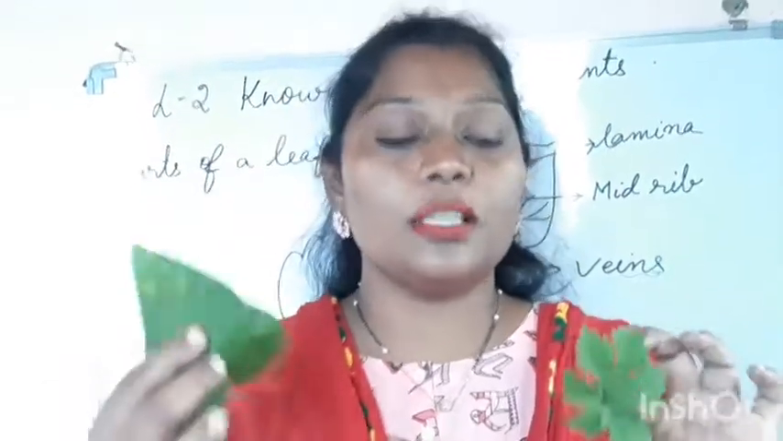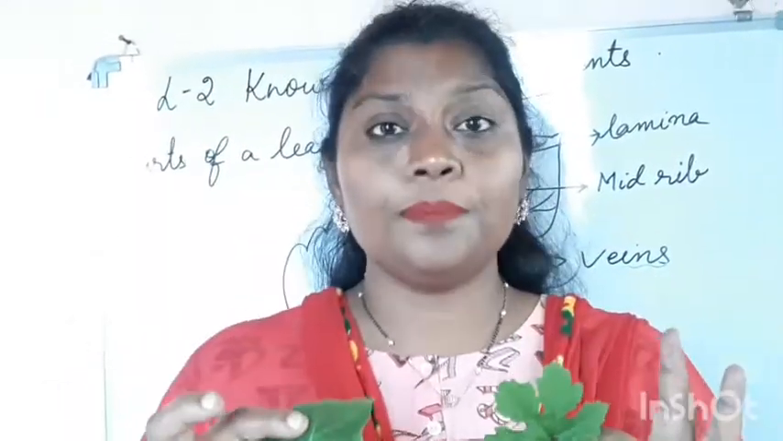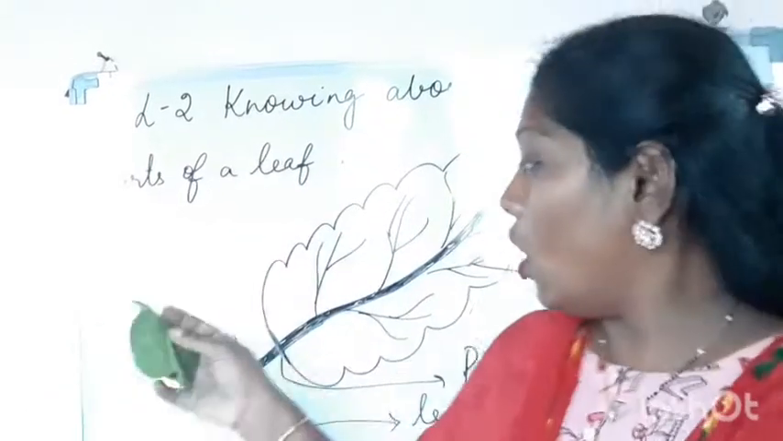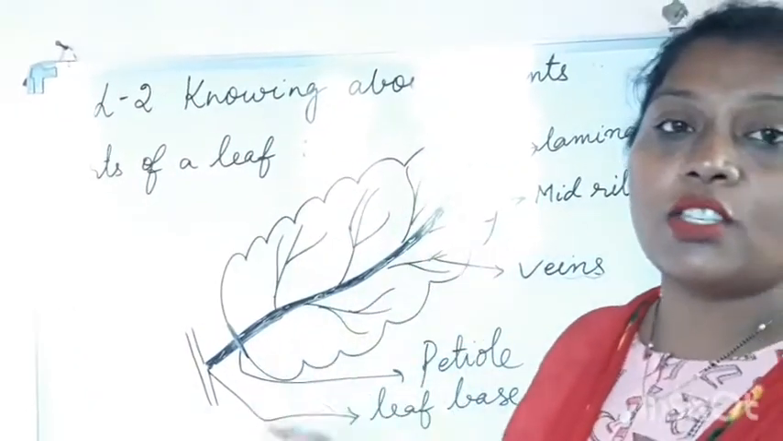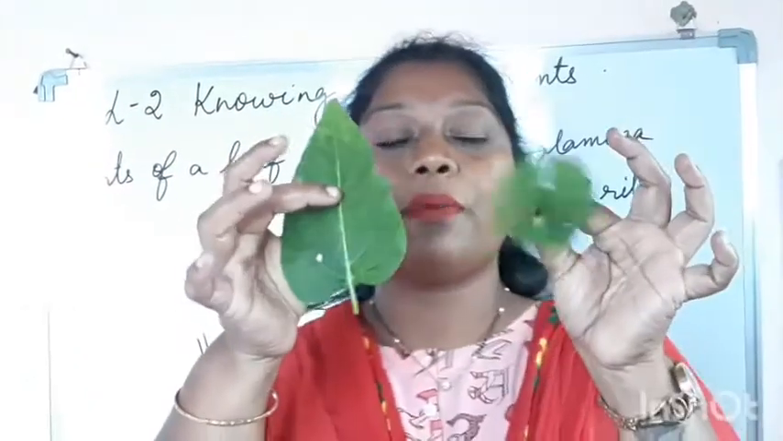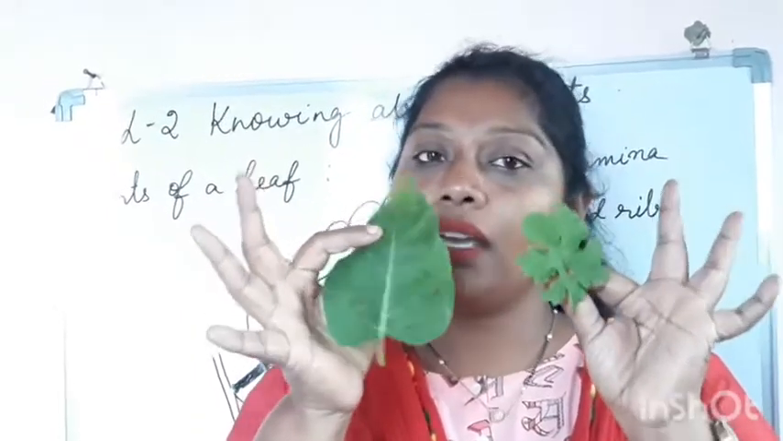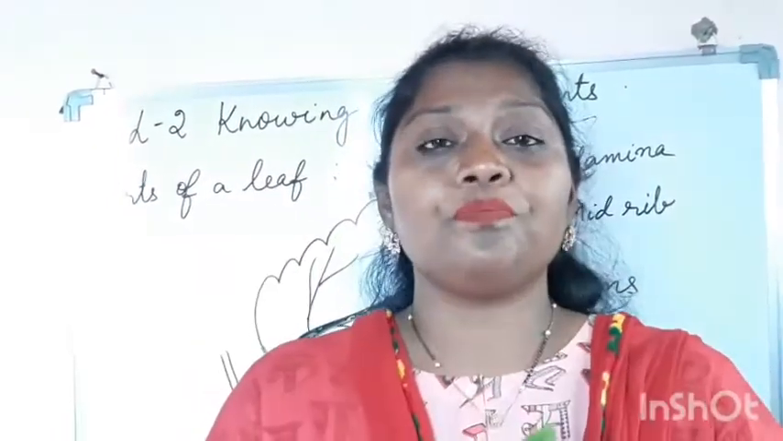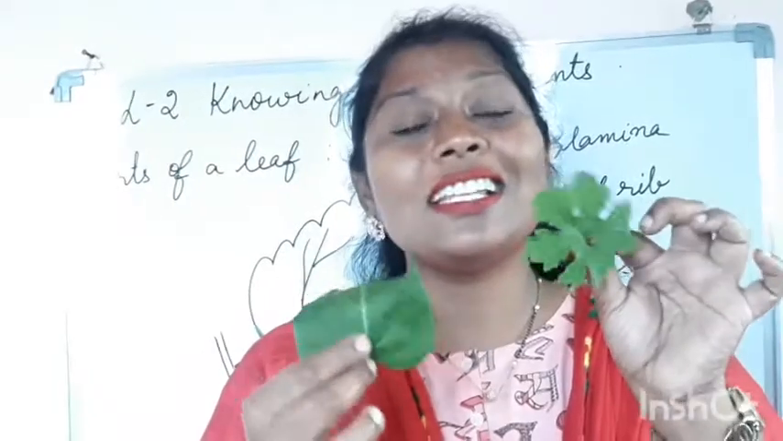So the similarities are that they are green in color and they have all the parts which are present in this leaf. All the parts are present in both the leaves. Those are the similarities. And now say to me, what are the dissimilarities?